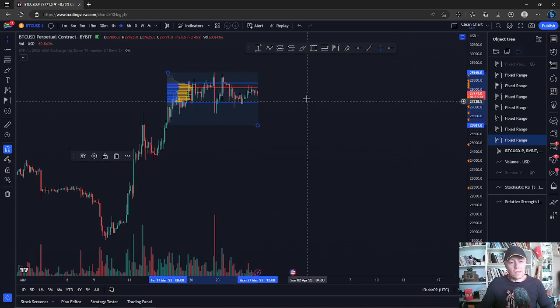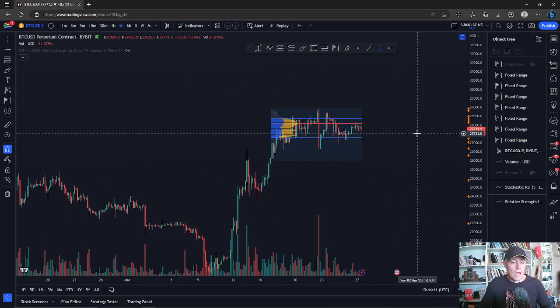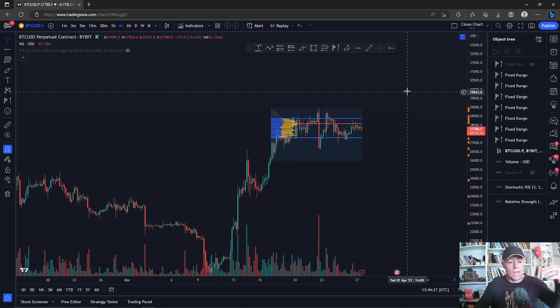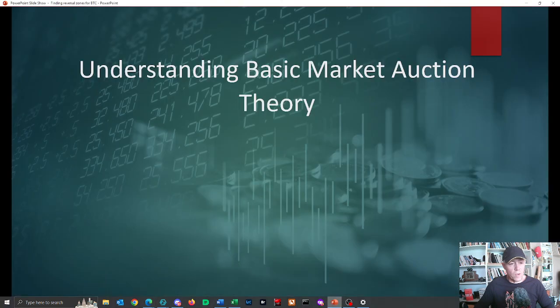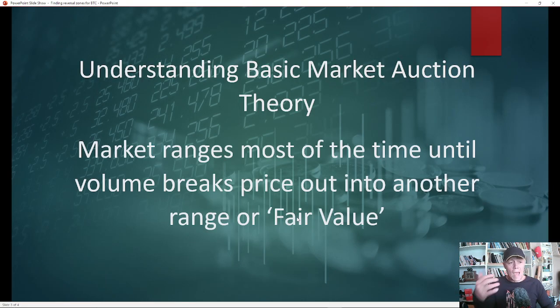And that is the basics of market auction theory. You've got to realize that we will range at this point until we get an increase of volume. Now we could have an increase in volume at this value area high, breakout, go to another range, wait for a range to form, and then you trade that range until it breaks. And this is what I've been explaining: the market ranges most of the time until volume breaks price out into another range or fair value.